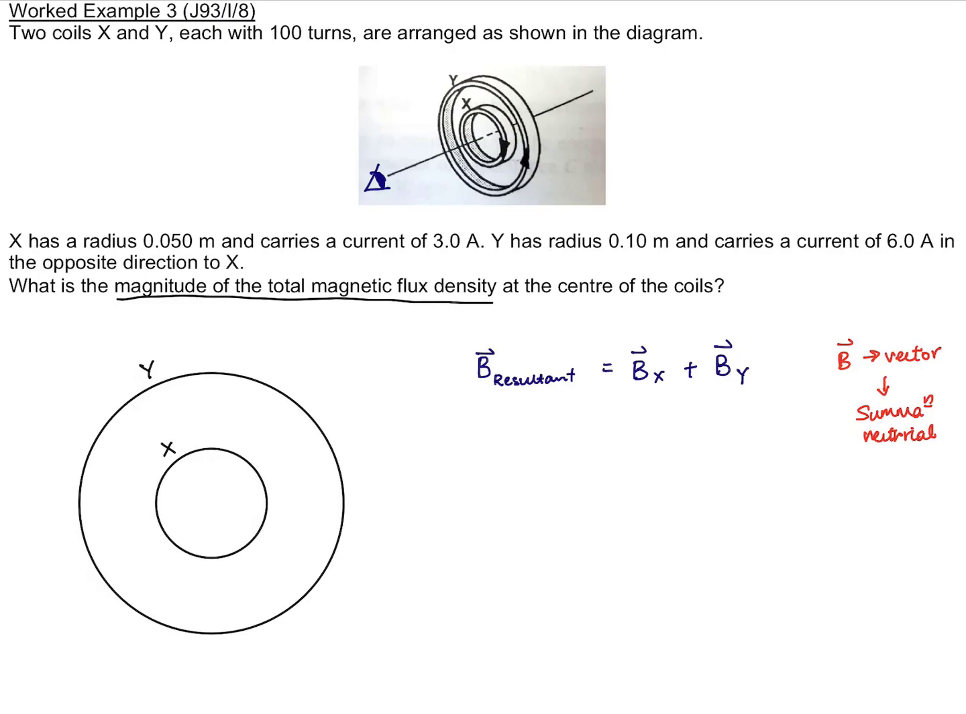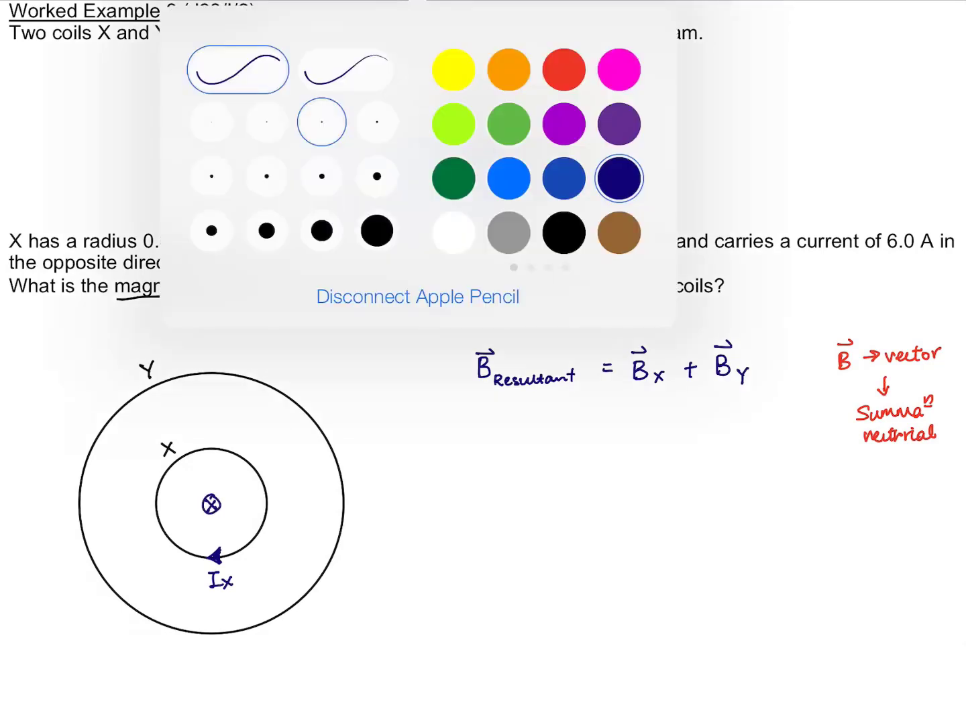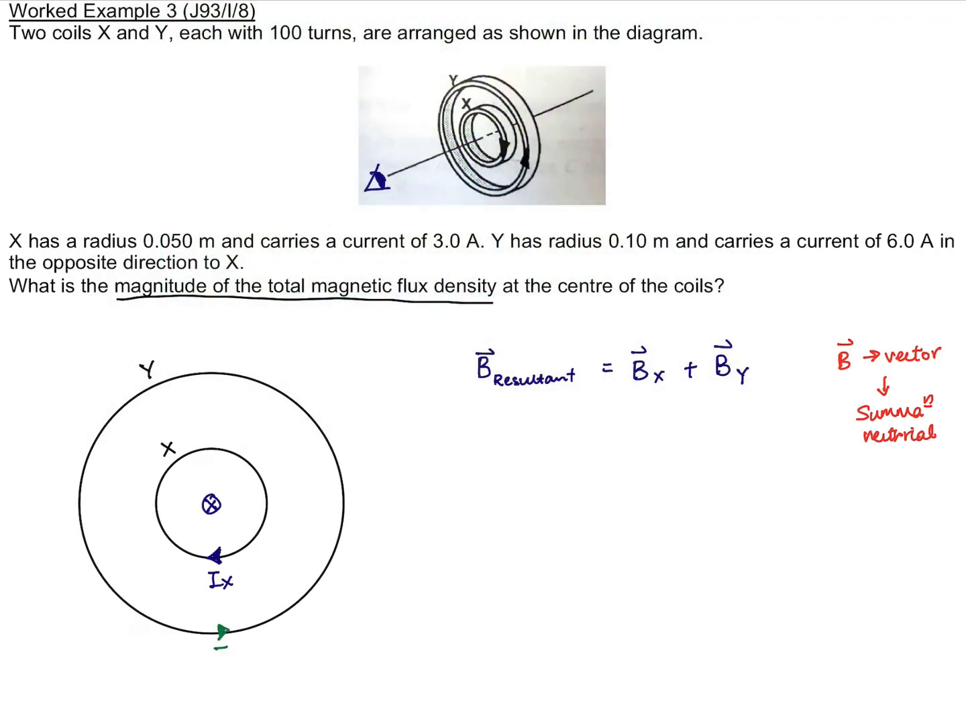We know the current of X is in this direction. So the magnetic field due to X, if you use your right-hand grip rule, you'll find that it's actually pointing out of the paper. We also know that the current due to Y is in this direction, and so it also contributes a magnetic field. But now, if you use your right-hand grip rule, you realize it is out of the paper. I've drawn it a little away from each other so that you can see better. So this means both of them are in opposite direction.